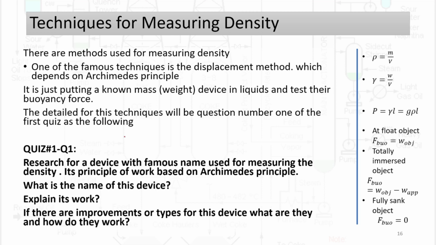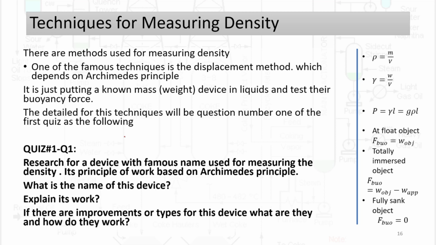As seen here, research a device with a famous name used for measuring density. Its principle of work is based on the Archimedes principle. What is the name of the device? Tell me the name, and explain its work. What's the principle, how does it work, how is it running, and is there any upgrading, or are there any special types or different types of the same device?